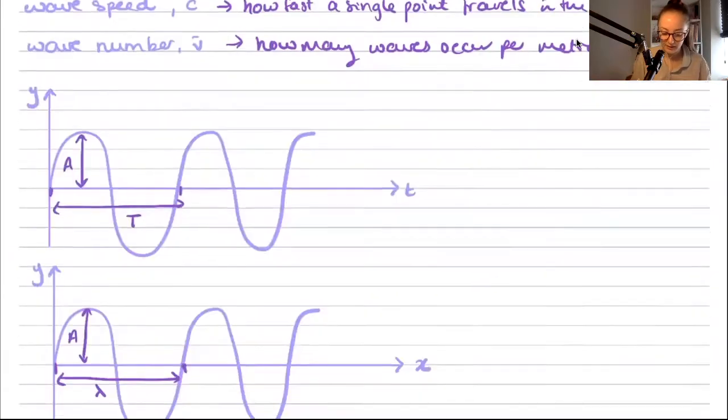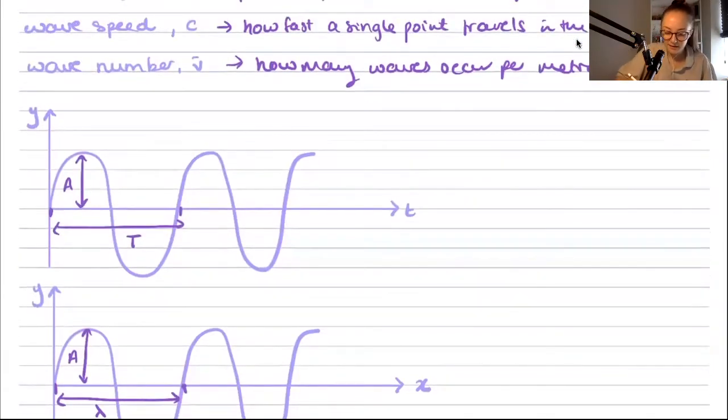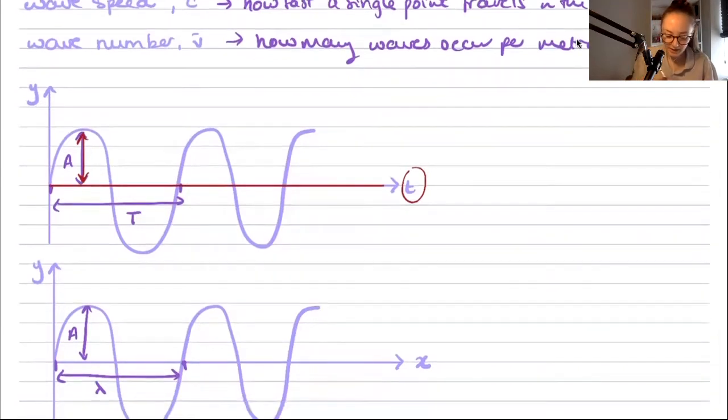So if we look at a little graph, we can see here that if we plot our wave's height against time, so this essentially plots out an oscillation, then our amplitude is the maximum distance away from this equilibrium origin point. And then our period here is the time taken to complete one full wave.